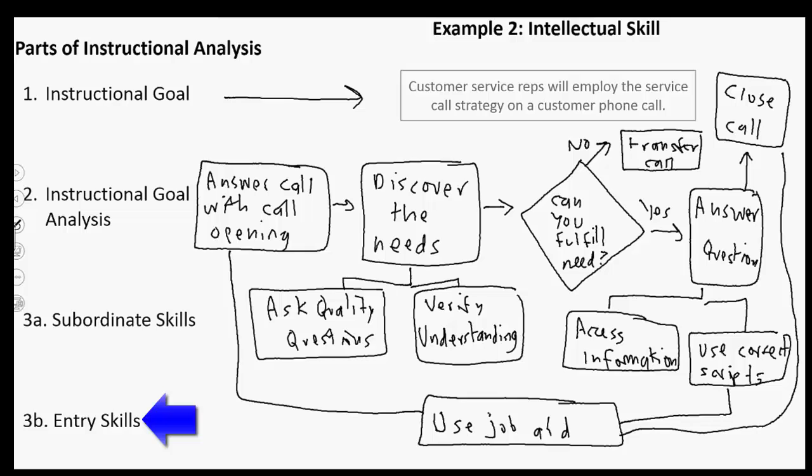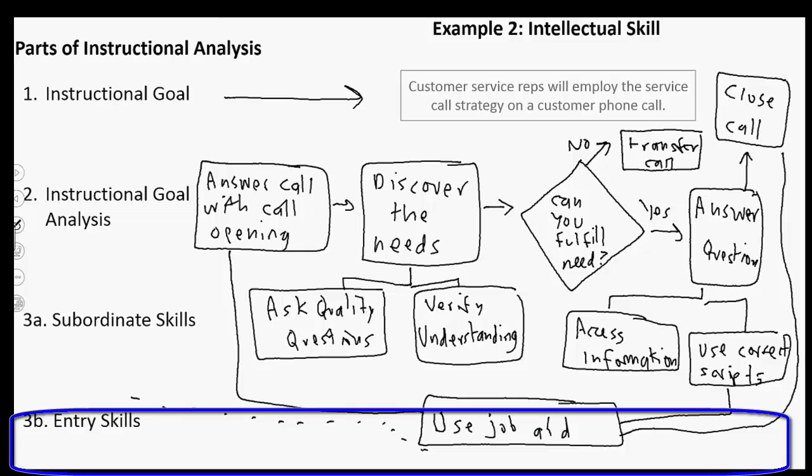So our last thing is entry skills. And let's just do one here. So asking quality questions. So maybe they need to be able to determine what is a question. And that's way down there on the entry skills. But hey, if you don't know what a question is, you can't really ask quality questions. So accessing information on the database over here on the right, well, an entry skill for that would be able to use a mouse and computer.